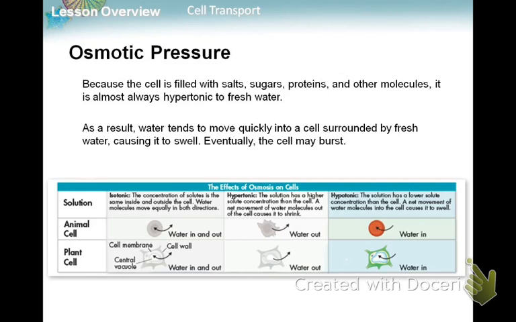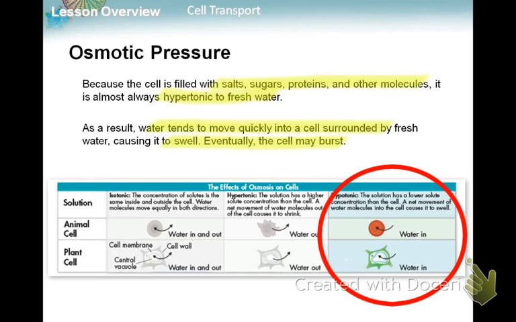Because the cell is filled with stuff, I'm going to call salts, sugars, proteins, other molecules stuff, it's almost always hypertonic. It has more stuff in it than fresh water does. So because of that, water tends to move quickly into the cell, causing it to swell, and then the cell might burst. So that's what you see over here.